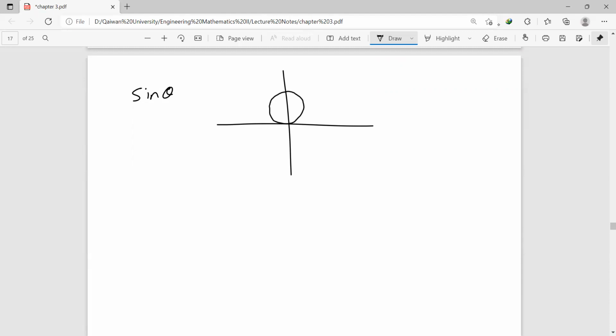That's it. This is the graph. This is one. So the highest value that sine gets is 1. This is the graph of sine theta. Look, here we count the angles like this. These are the angles.